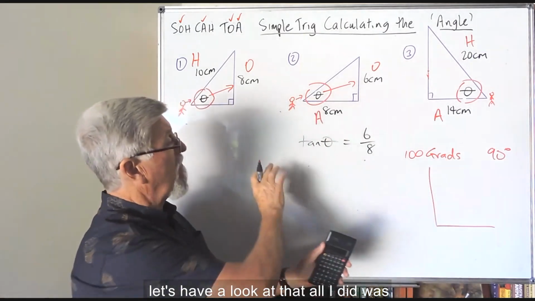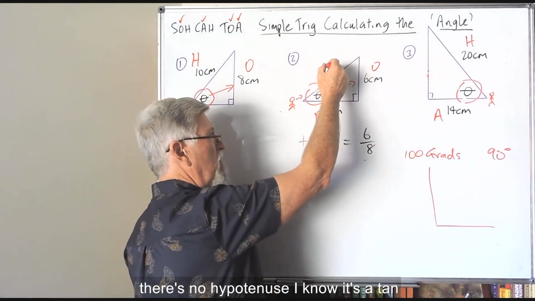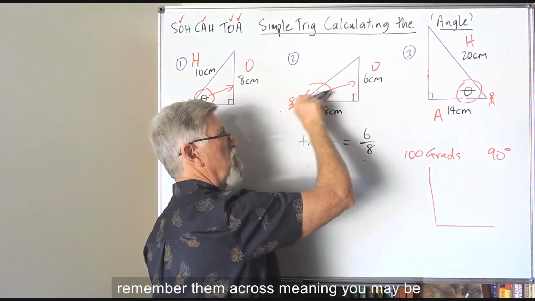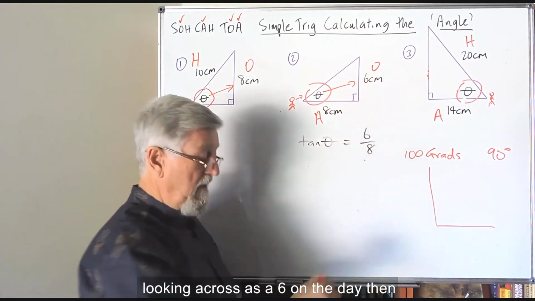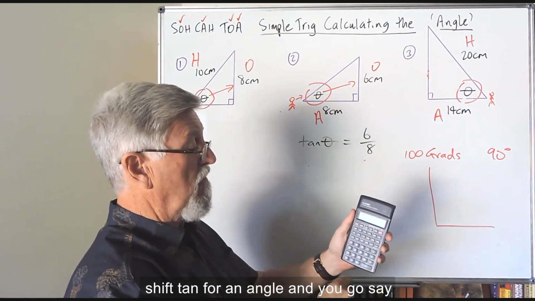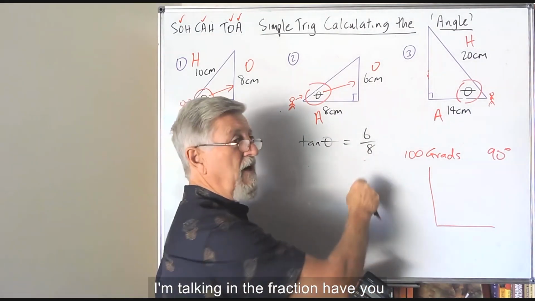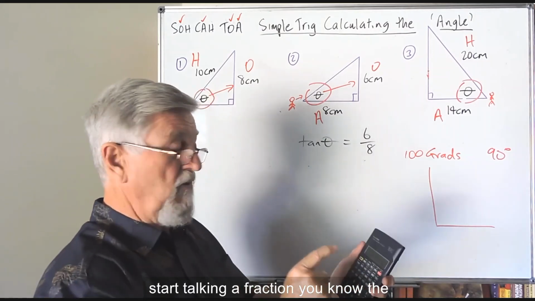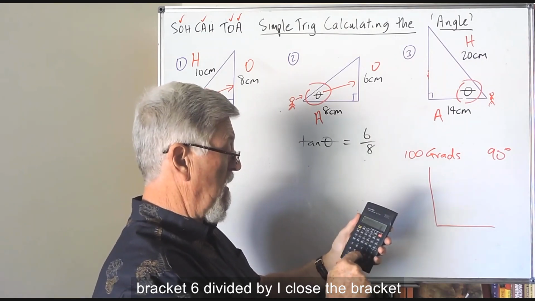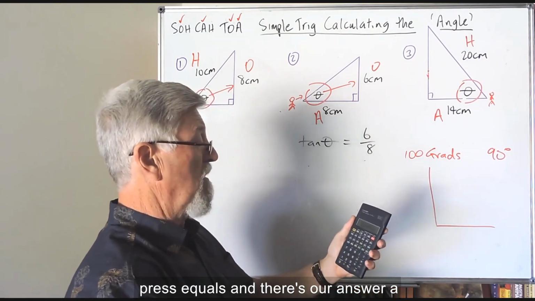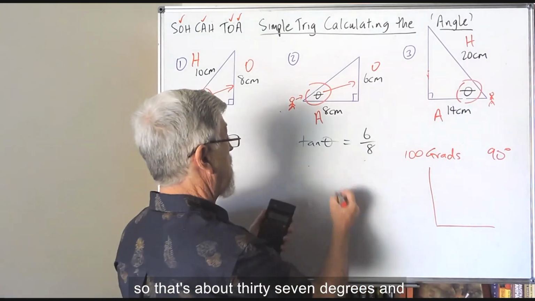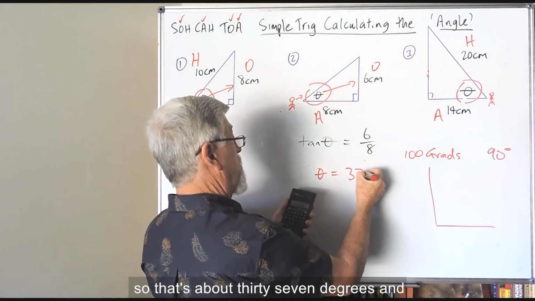Let's have a look at it. All I did was, there's no hypotenuse, I know it's a tan, and you've got to remember across, mini-me looking across is a 6 on an 8. Then to get an angle you remember to go shift, tan, and say I'm typing in a fraction. You can either use the fraction button, or go bracket 6 divided by 8, close the bracket, press equals, and there's our answer of 36.8987. So that's about 37 degrees.